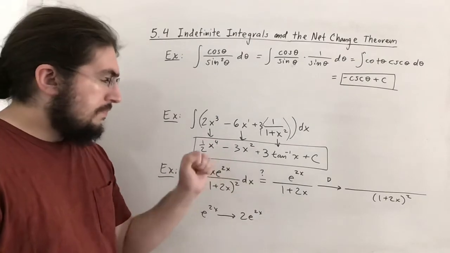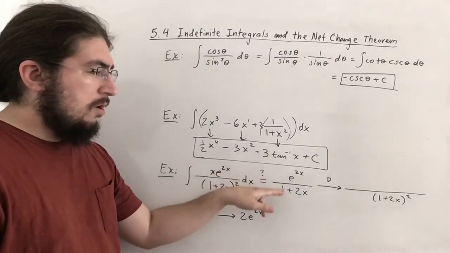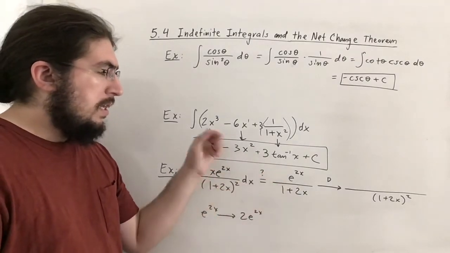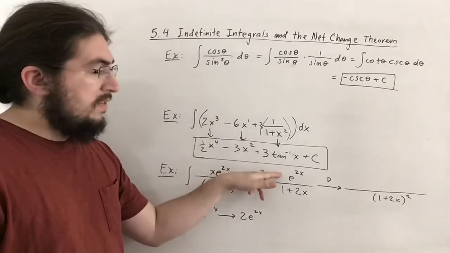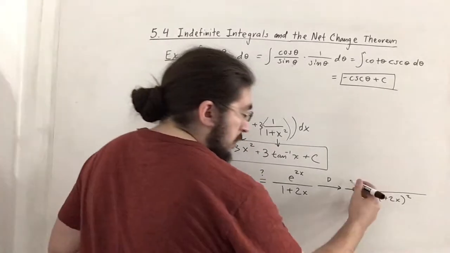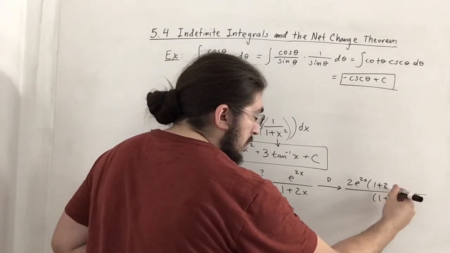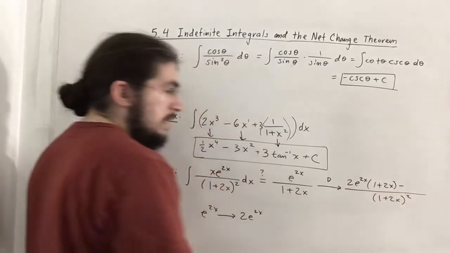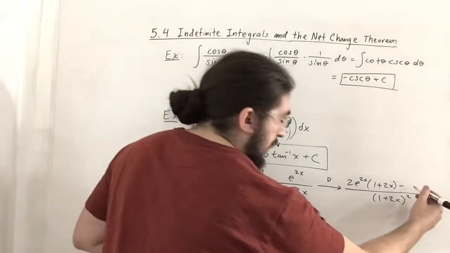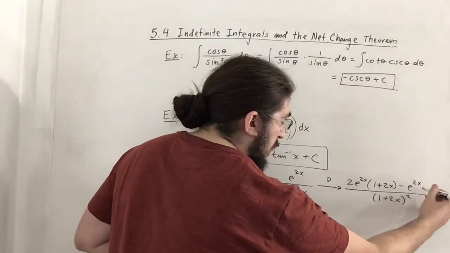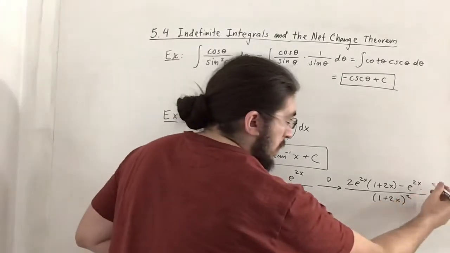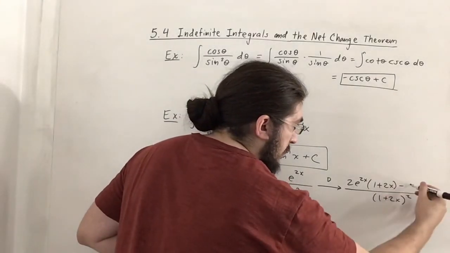But anyways, we're taking the derivative of this over this. So by quotient rule, it's derivative of the top, regular of the bottom. So notice that's 2e to the 2x times 1 plus 2x minus regular of the top, e to the 2x, times the derivative of the bottom, which is just 2. So this is really 2e to the 2x.